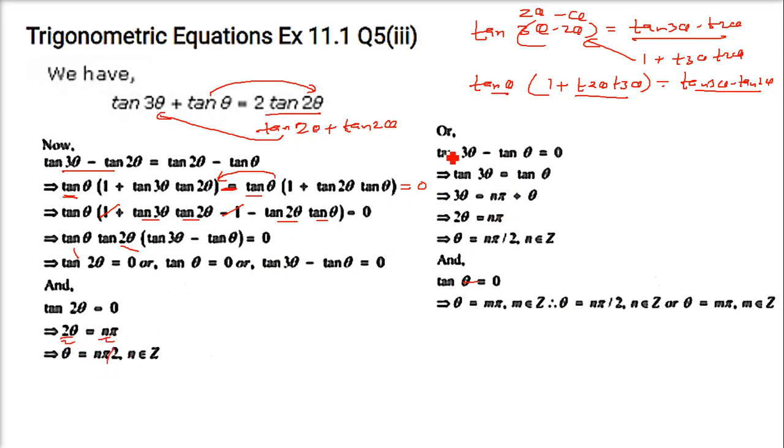Now the other one was tan 3 theta minus tan theta. So we bring it here: tan 3 theta equal to tan theta. So 3 theta will be equal to n pi plus theta. Now bring it here, 3 theta minus theta is 2 theta. So 2 theta is n pi, theta will be n pi by 2, same as here. Third one is tan theta equal to 0. Tan theta is 0, simply theta will be equal to m pi. So these are the three solutions.